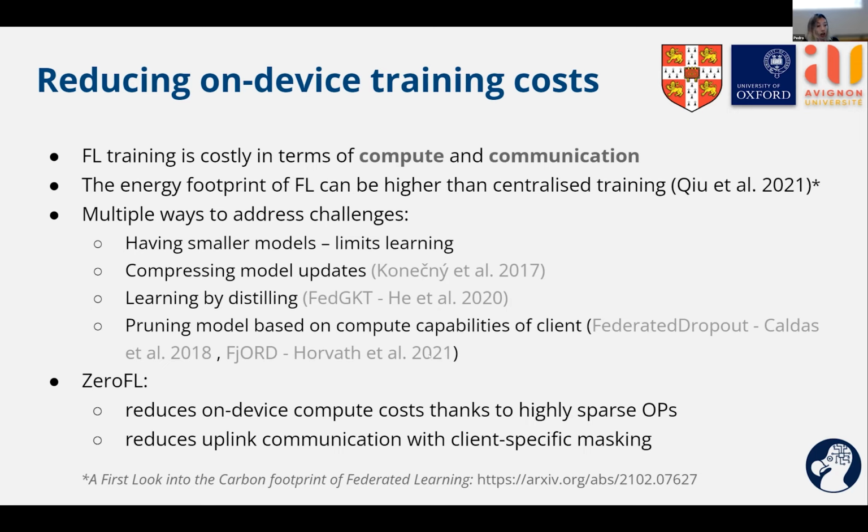And here in our ZeroFL method, which consists of two parts. The first part is to reduce on-device training by introducing sparsity in the local training. The second part is to reduce the uplink communications from the clients to the server by using a specific client masking method.